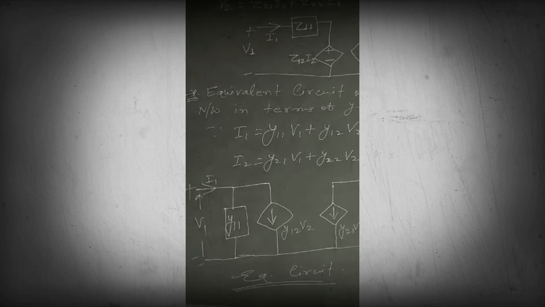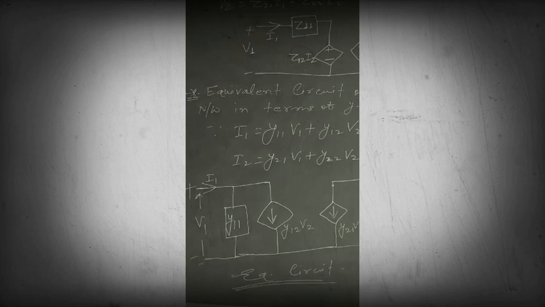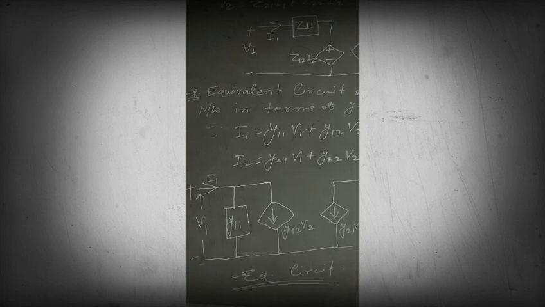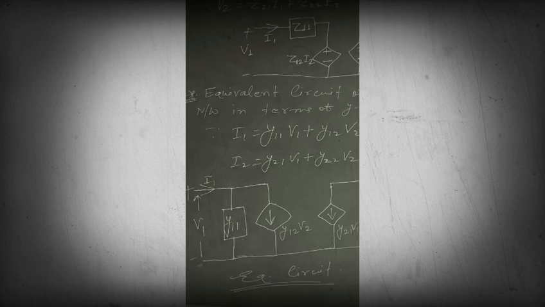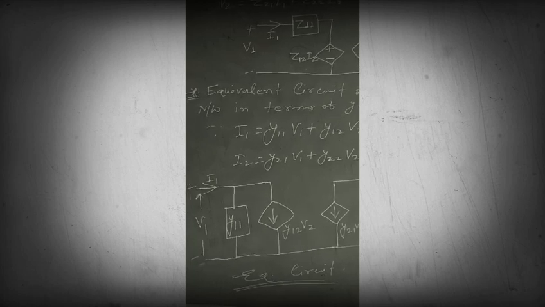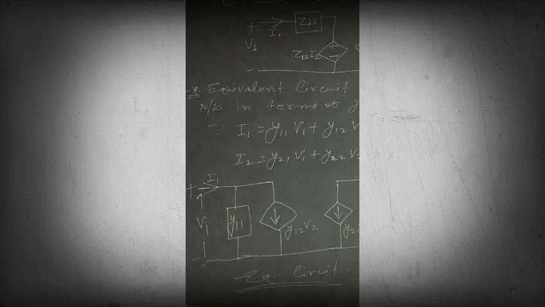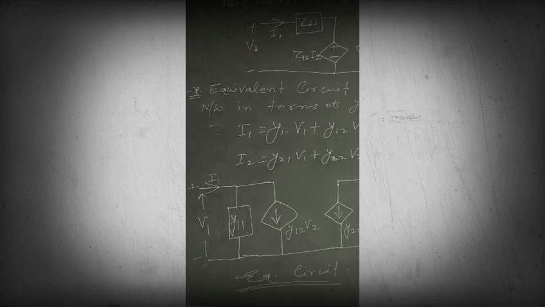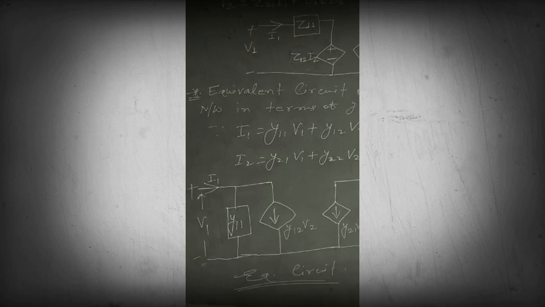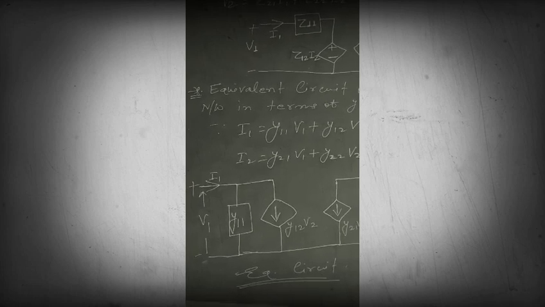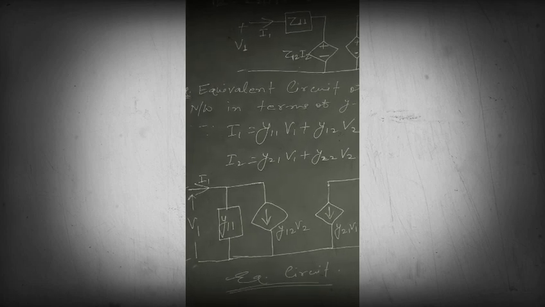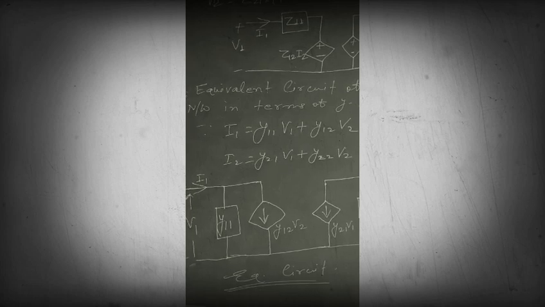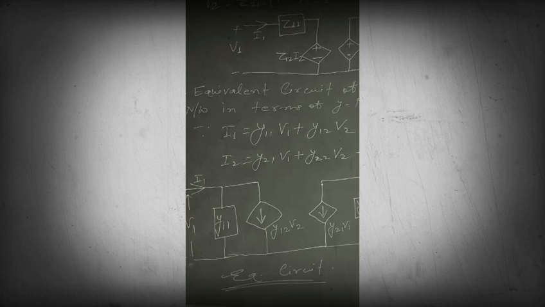Now what can be the dependent source here? Here the term is Y12 into V2. It means a voltage controlled current source. So here we have represented Y12 into V2 by a voltage dependent current source, and the direction of current is downward, because when we apply Kirchhoff's current law, you see that I1 is equal to V1 into Y11 plus Y12 into V2. Similarly, we have to write the second equation, I2 equal to Y21 into V1 plus Y22 into V2.